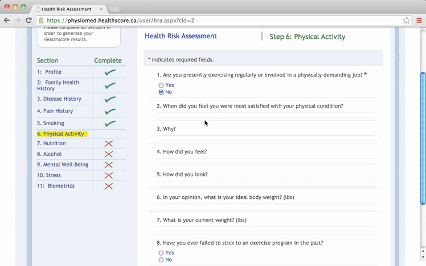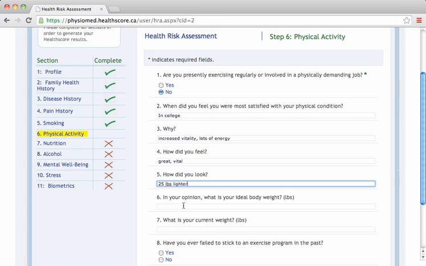So when did you feel you were most satisfied with your physical condition? In college. Why? Increased vitality, lots of energy, felt good about myself. How did you feel? Felt great, vital. How did you look? 25 pounds lighter. Whatever their expression, just try to capture this description in their own words. This will definitely get them feeling about the potential that they may have in achieving, again, their optimal health.